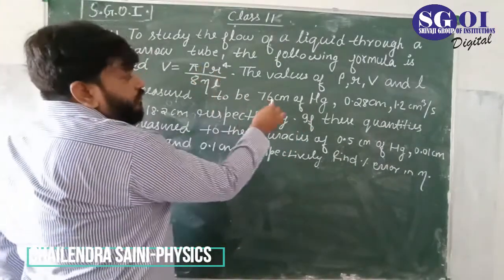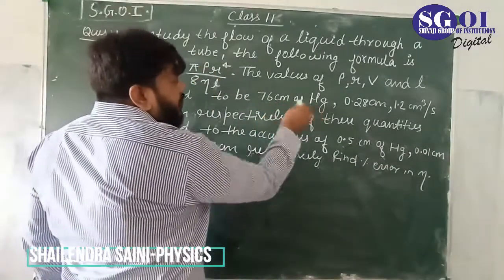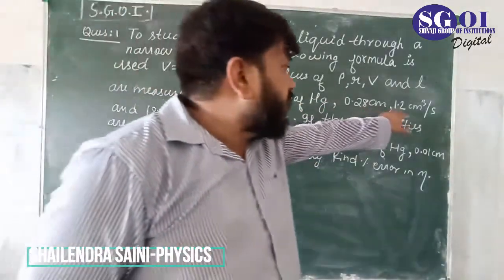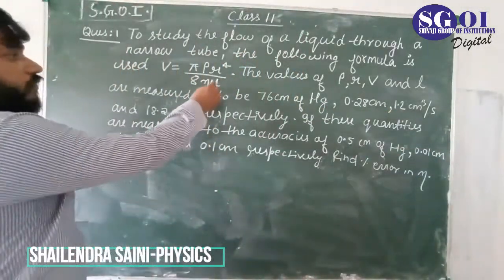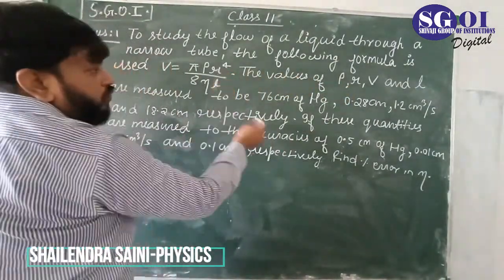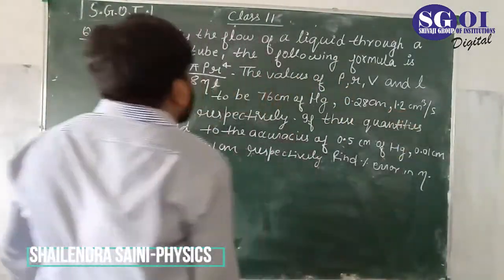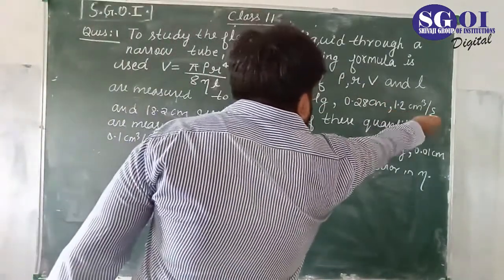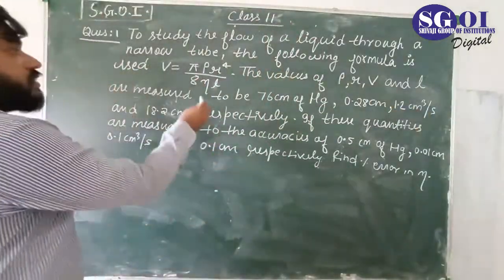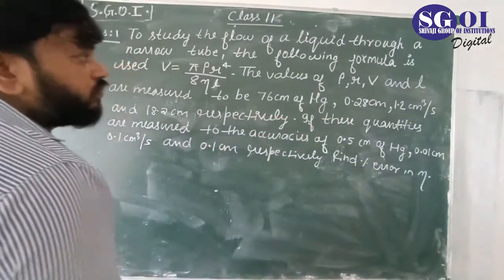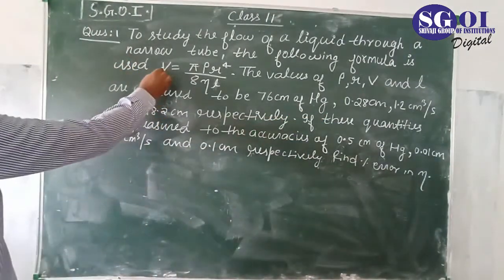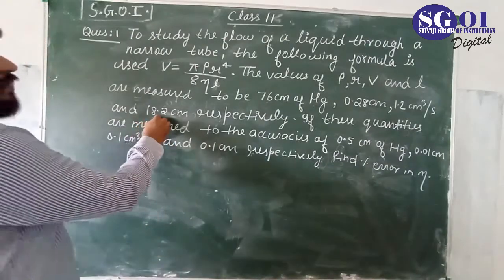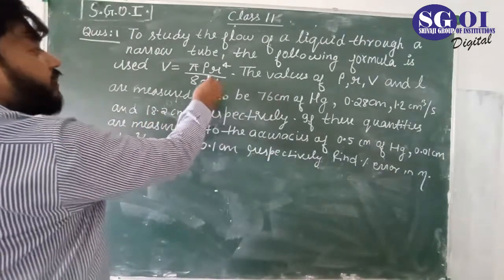This is P, which is pressure here. So you are seeing here, this is 76 centimeter of Hg. The value of r is given to you 0.28 centimeter, and the value of V is 1.2 centimeter cubic per second, volume per second. And you are given also 18.2 centimeter, respectively. You have given L, the value of L.